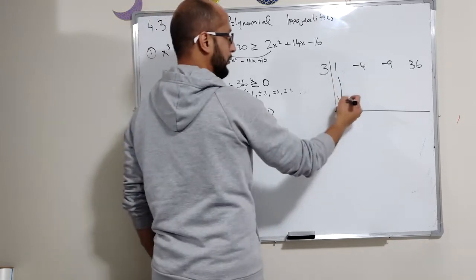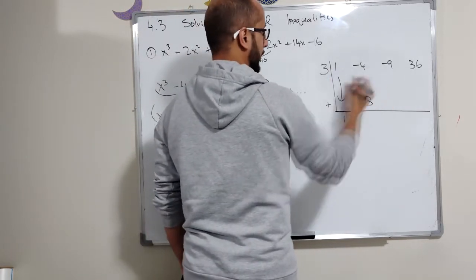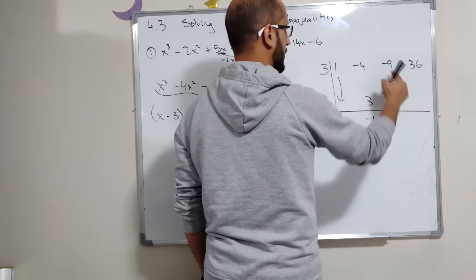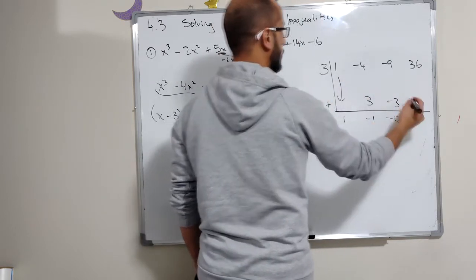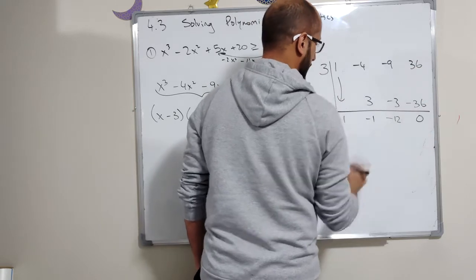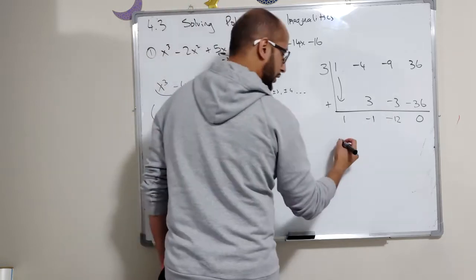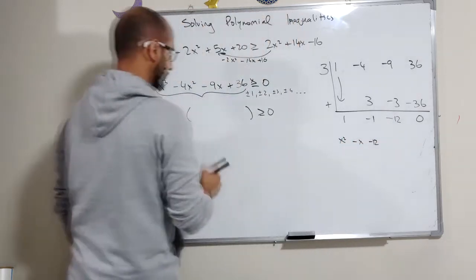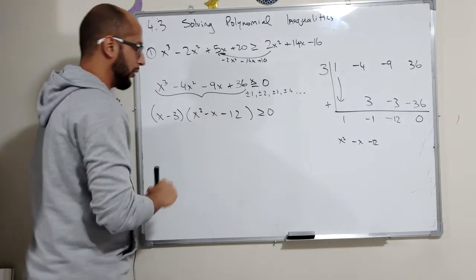Bring the 1 down. 3 times 1 is 3. Negative 4 plus 3 is negative 1. Negative 1 times 3 is negative 3. Negative 9 plus negative 3 is negative 12. Negative 12 times 3 is negative 36. 36 minus 36 is 0. Because this was a cubic function to start, this will be a quadratic function. So it's x squared minus x minus 12.